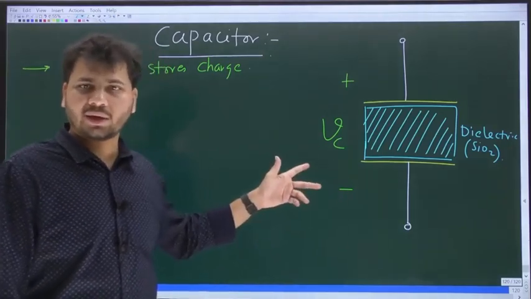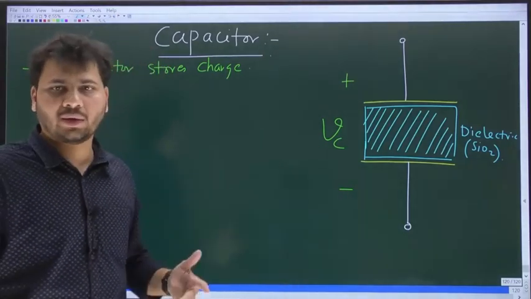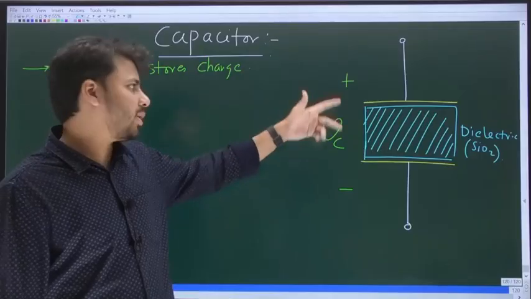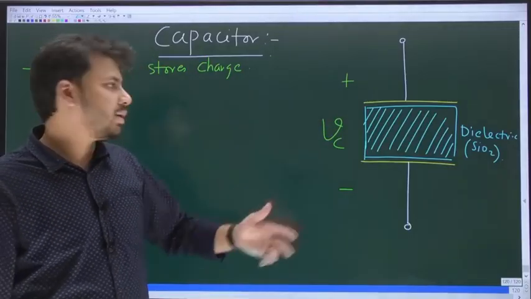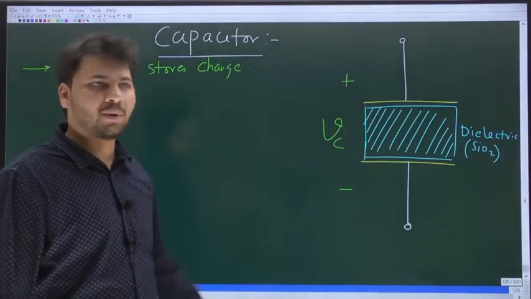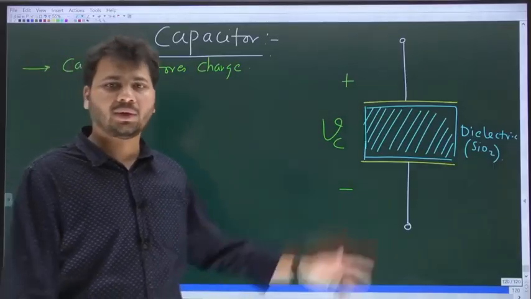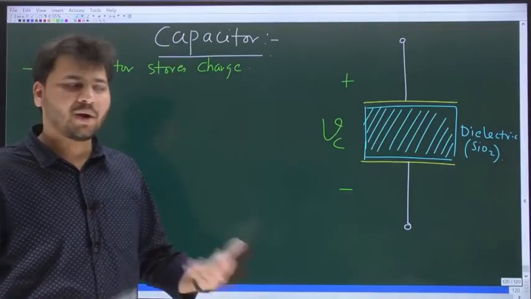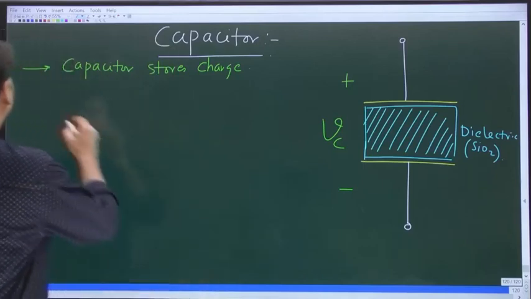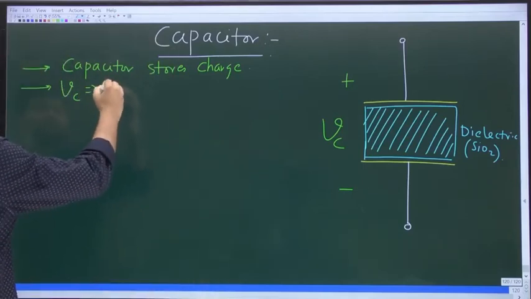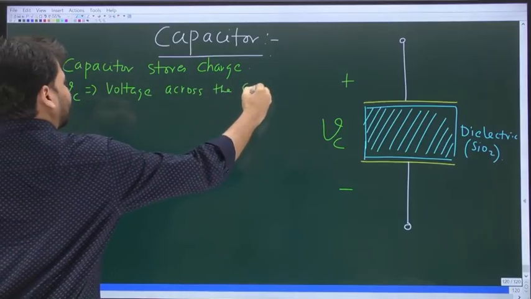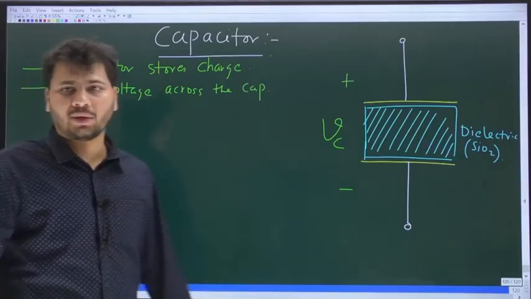Now look at the voltage across the cap. Voltage is the potential difference. So is Vc not the potential difference between the top plate and the bottom plate? Why? Because plus is marked towards the top plate, minus marked towards the bottom plate. Vc is the potential difference between the top plate and the bottom plate. So from now onwards, always Vc will stand for the voltage across the cap. Okay, so Vc is the voltage across the capacitor, or simply the cap.